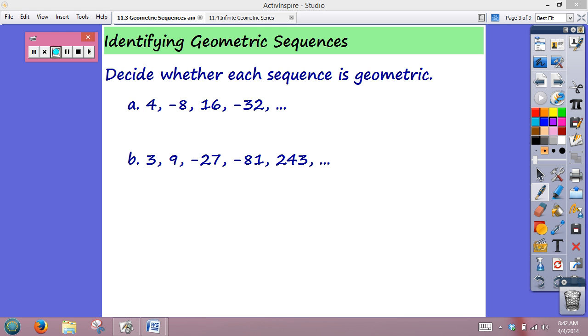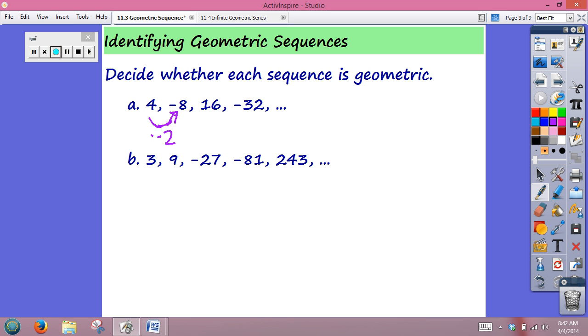So we notice that from 4 to negative 8, we are just multiplying by a negative 2. From negative 8 to 16, we are also multiplying by a negative 2. And from 16 to negative 32, we are also multiplying by a negative 2. So the answer is yes, this sequence is geometric.